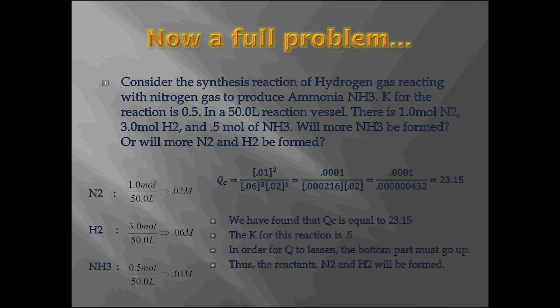We have found that Q sub C is equal to 23.15. The K for this reaction is 0.5. In order for Q to lessen, the bottom part must go up. By this I mean the reactants. Thus, the reactants N2 and H2 will be formed.